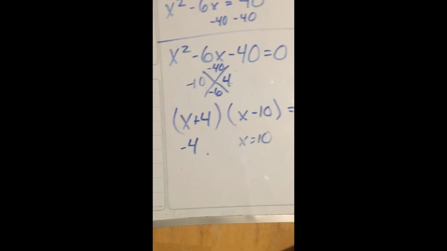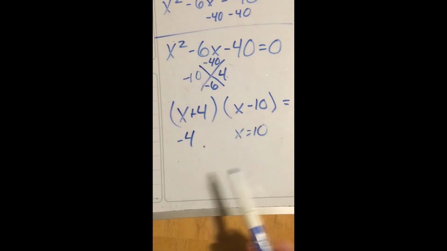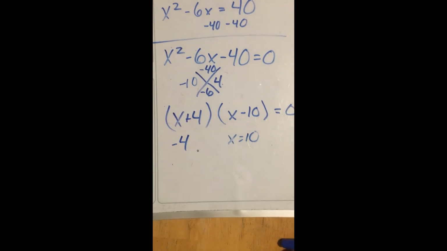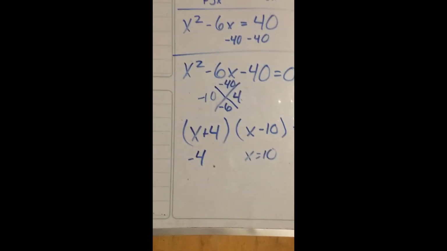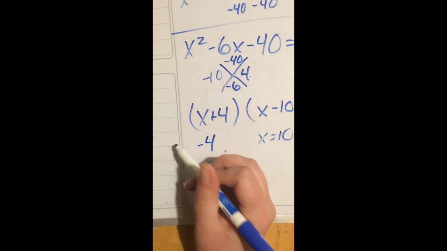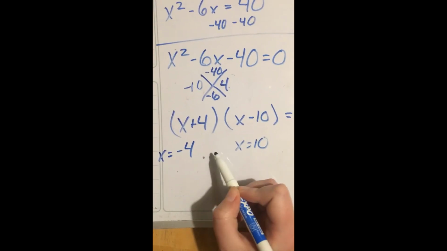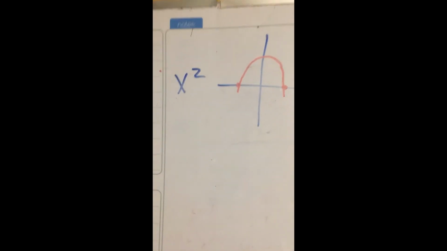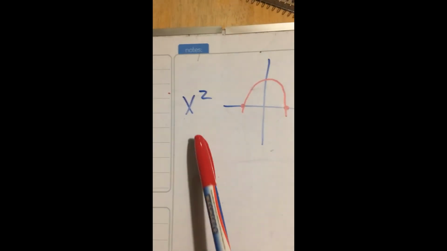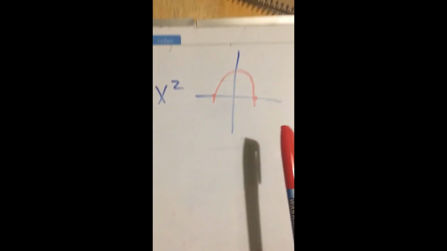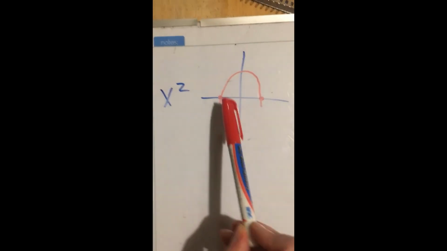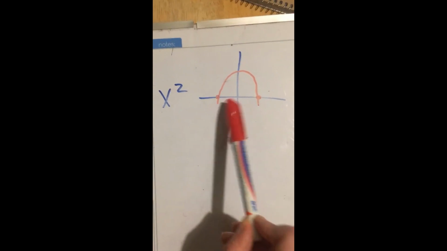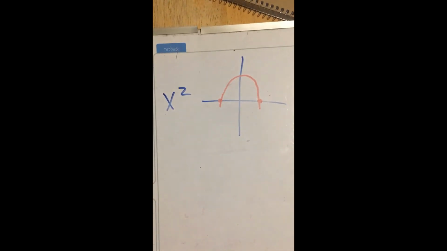equals 0. You might be thinking, no, wait, that's two numbers. We actually need two numbers for solving trinomials. So the answer for this is x equals negative 4 and x equals 10. Because if we think about when we graph x squared, it's a parabola, and what we're finding when y equals 0 is where it intercepts, the x-intercept. That is what we're finding. So there's going to be two answers.